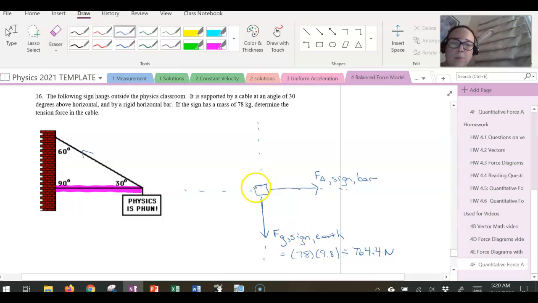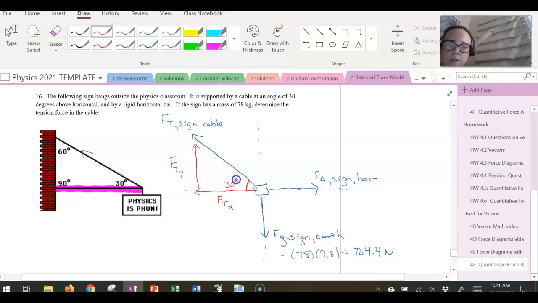Okay, and also there's a cable, and the cable is pointing in this direction, so that's the direction of the tension force on the sign by the cable. And I can see that that tension force is not parallel to either of my coordinate axes, so I need to break it into its components. Here is the x component of the tension force, and here is the y component of the tension force. They've given me all of the angles. I guess I'll work with this 30-degree angle down here.